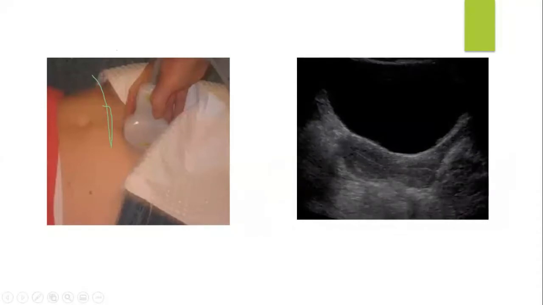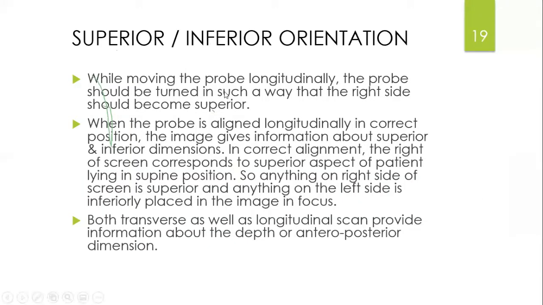You have two options. One option is to turn the probe either with the right side up or the left side up. We turn the probe in such a manner that the right side goes up. When the probe is moved longitudinally, it should be turned so that the right side becomes superior. When the probe is aligned longitudinally in the correct position, the image gives us information about the superior and inferior dimensions of an organ. In correct alignment, the right side of the screen corresponds to the superior aspect of the patient lying supine. So anything on the right side of the screen is superior and anything on the left side is inferior.